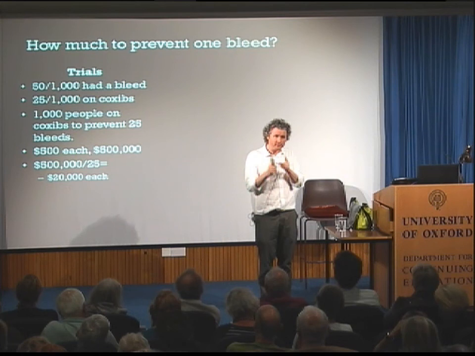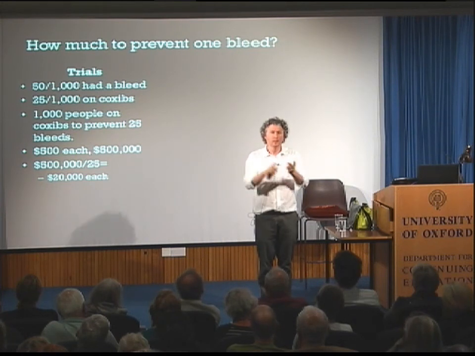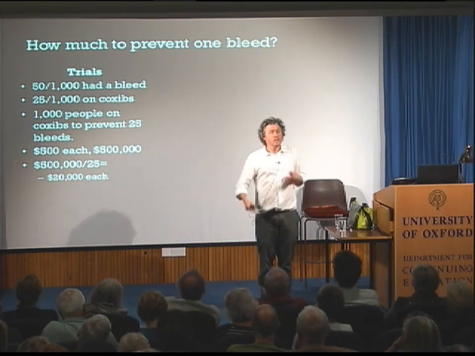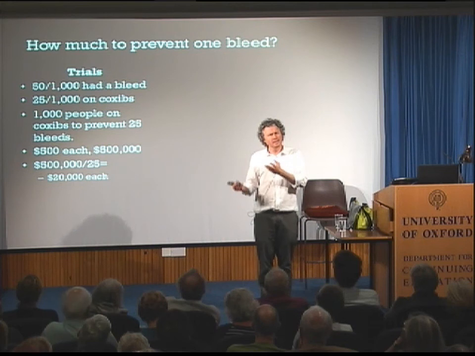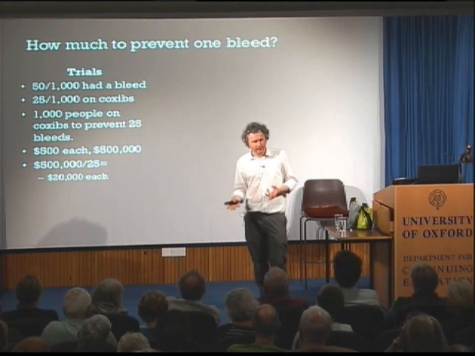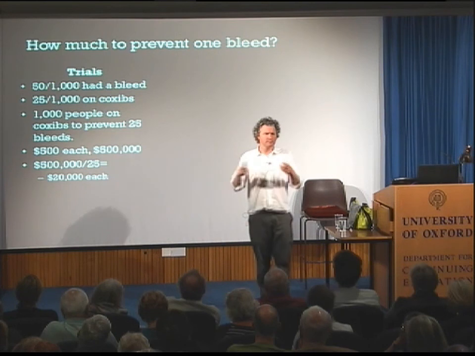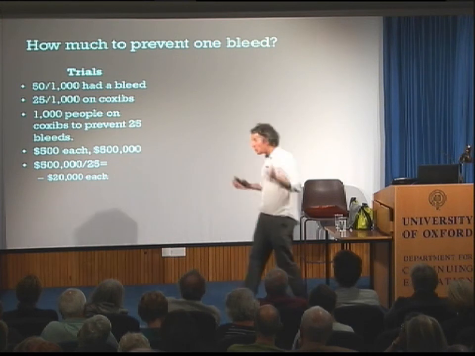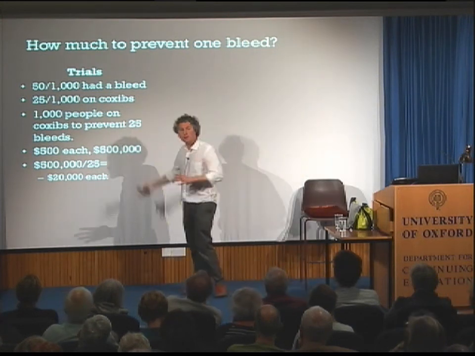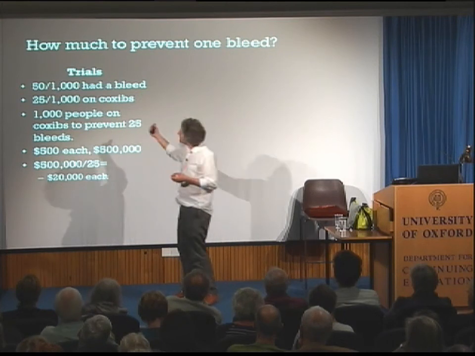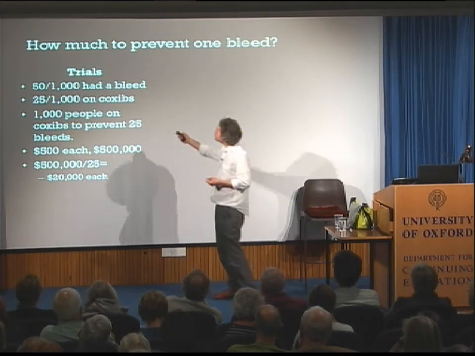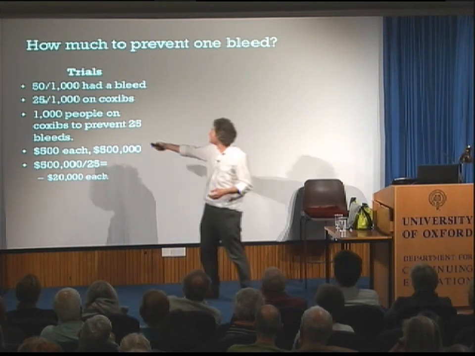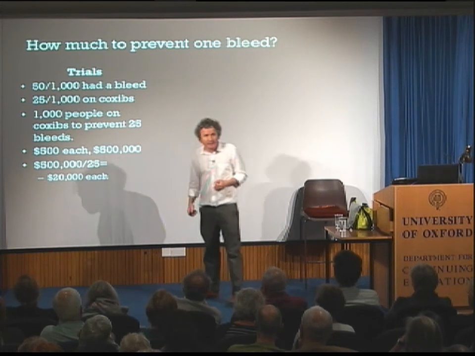But the price of COXIBs is they're quite expensive, but they reduce your chances of having a nasty bleed. So it's NICE's job to decide: is this a cost-effective thing for the NHS to prescribe? To decide that, you've got to work out how much money you have to spend in order to prevent one bleed. So you take the data from the trials: in these trials, 50 out of every 1,000 people had a bleed, but the people on COXIBs had half as many bleeds. So only 25 out of every 1,000 people on COXIBs had a bleed.